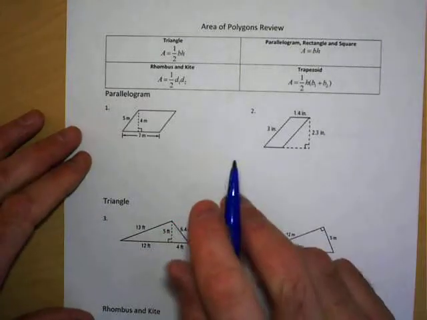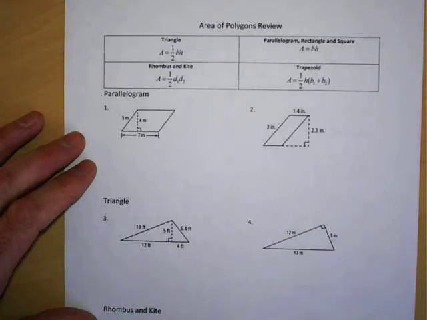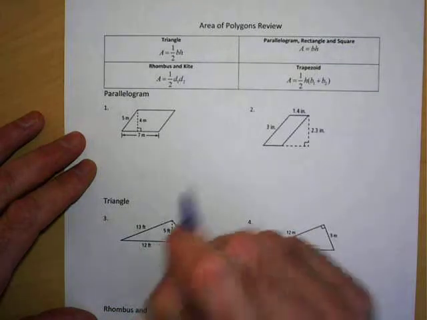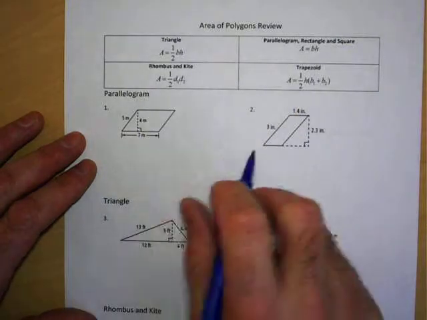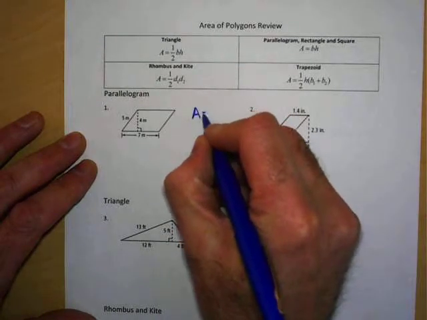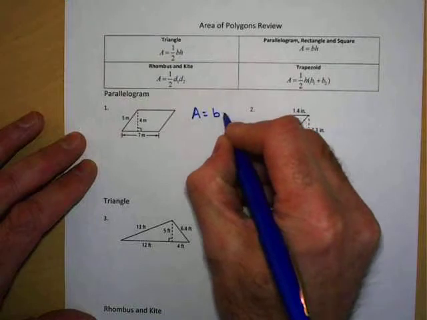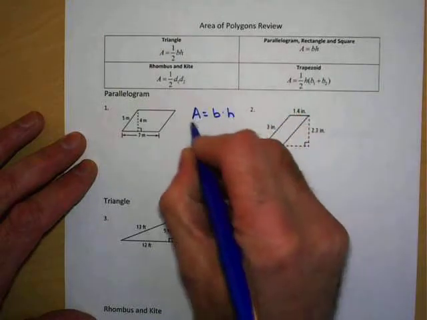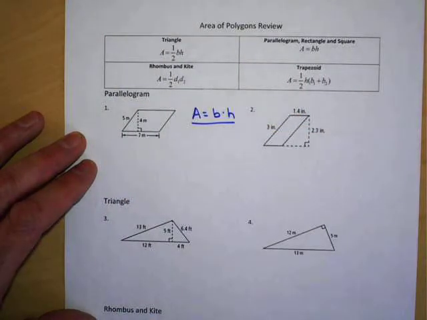We're going to go ahead and review area of polygons. On the worksheet provided, our first two questions are about parallelograms. That means that our area will equal our base times our height. And that's going to be for 1 and 2.